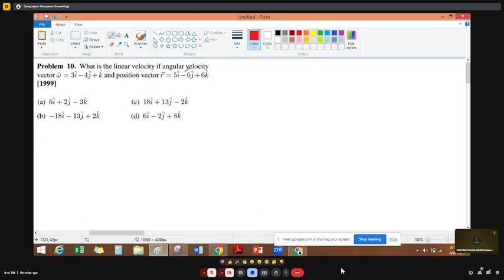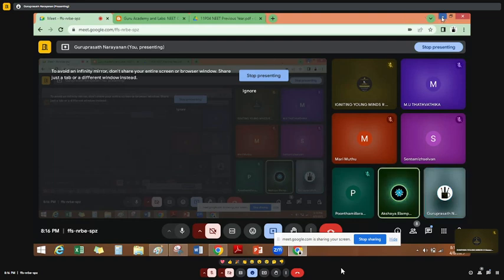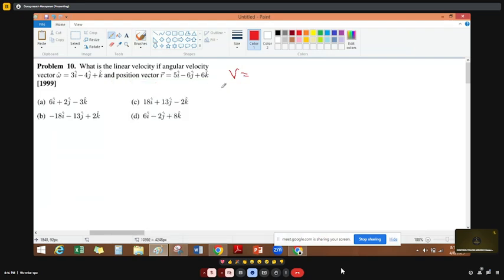Okay, what is the linear velocity if the angular velocity omega and position vector r are given? Any idea? V is equal to, have you studied any formula? V is equal to what in terms of omega? Nobody is answering. Akshaya? Any formula, V is equal to r omega? Did you study something like that? Yes, sir. Already forgotten. So V is equal to r omega.